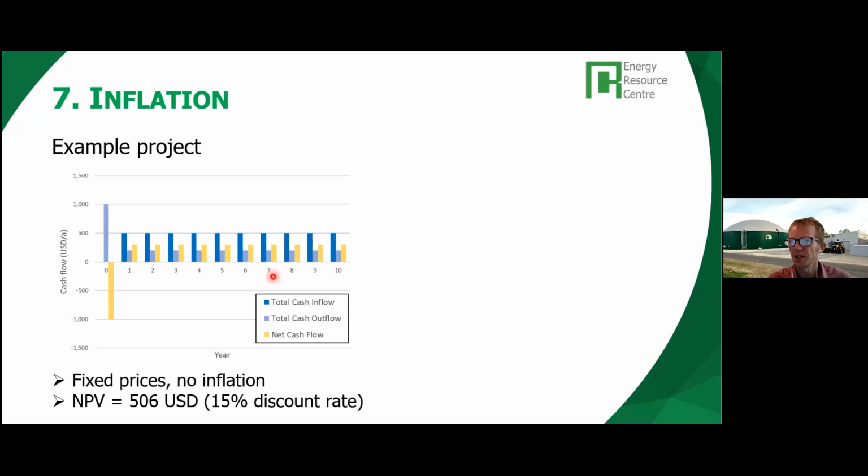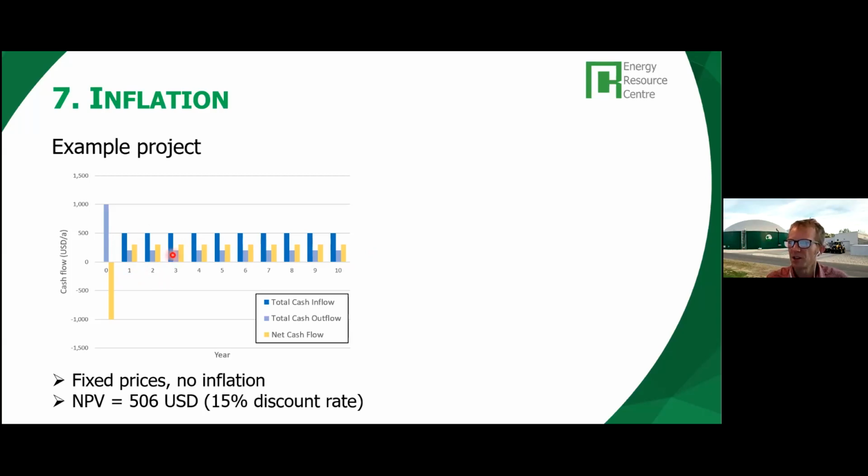So if we have a project with an investment of $1,000, we have an annual cash inflow from selling a product of $500 per year. We have a cash outflow from annual operating costs of $200, so the net cash flow would be $300 per year.